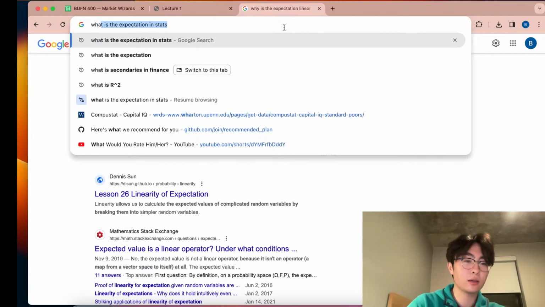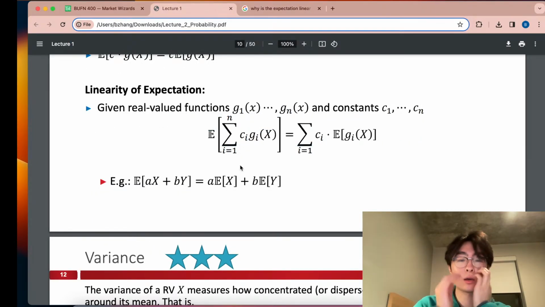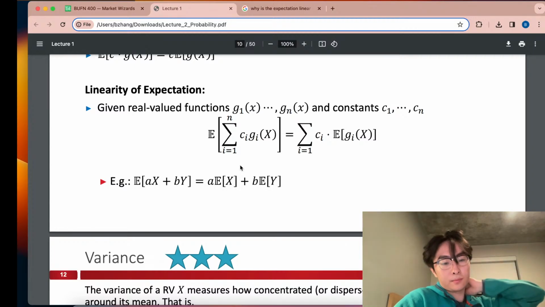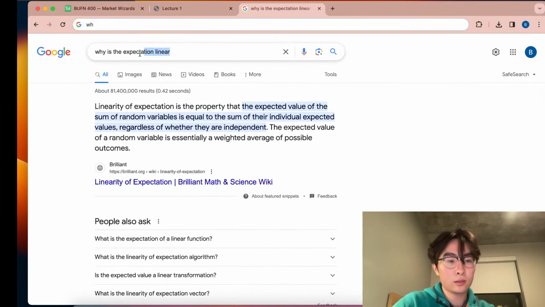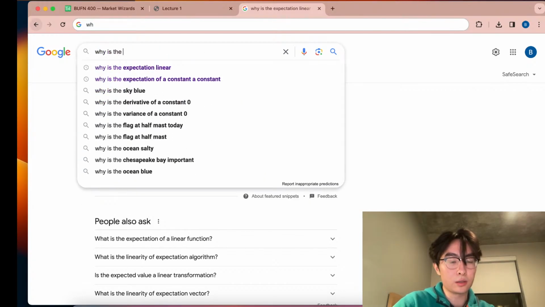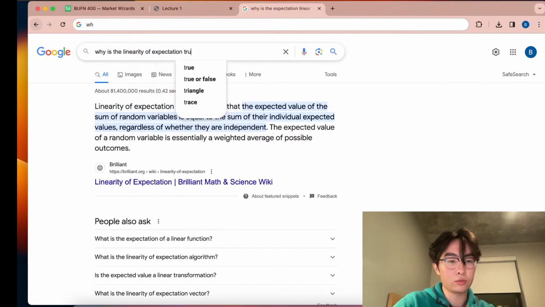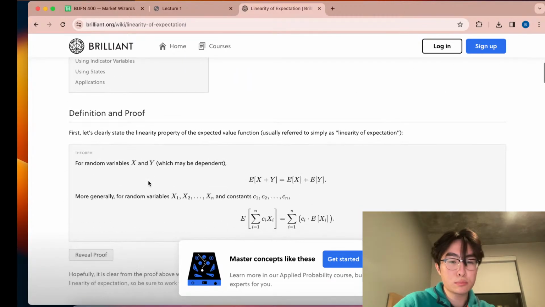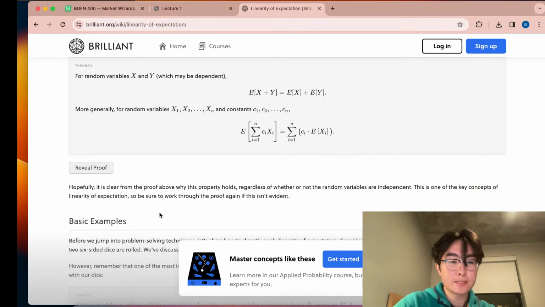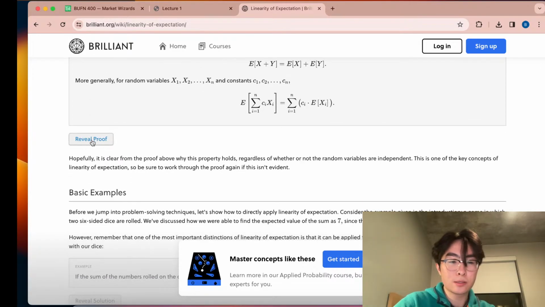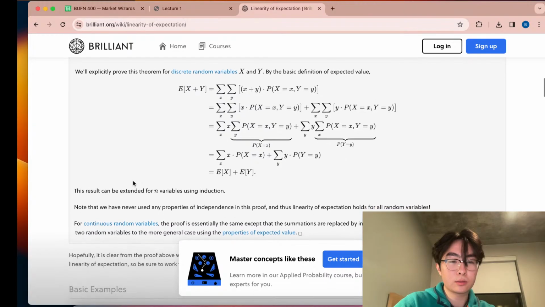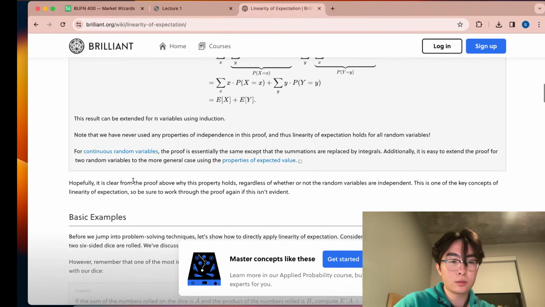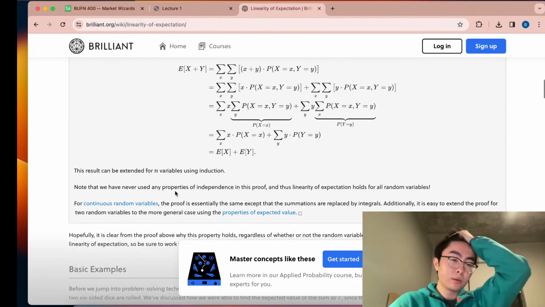So why is this true though? Why is the linearity of expectation true? Using induction.